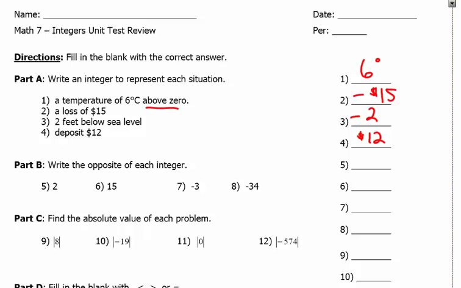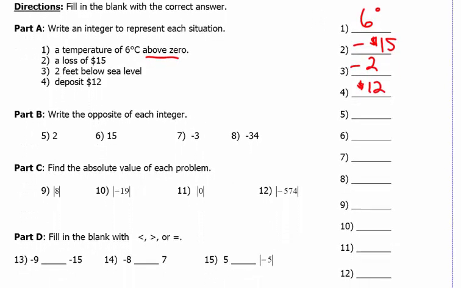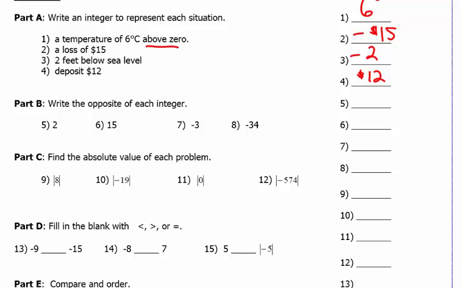Part B, write the opposite of each integer. So all we're doing is taking the number that's there and changing the sign in front. So number 5 is negative 2. Number 6 is negative 15. 7 is positive 3. And 8 is positive 34.